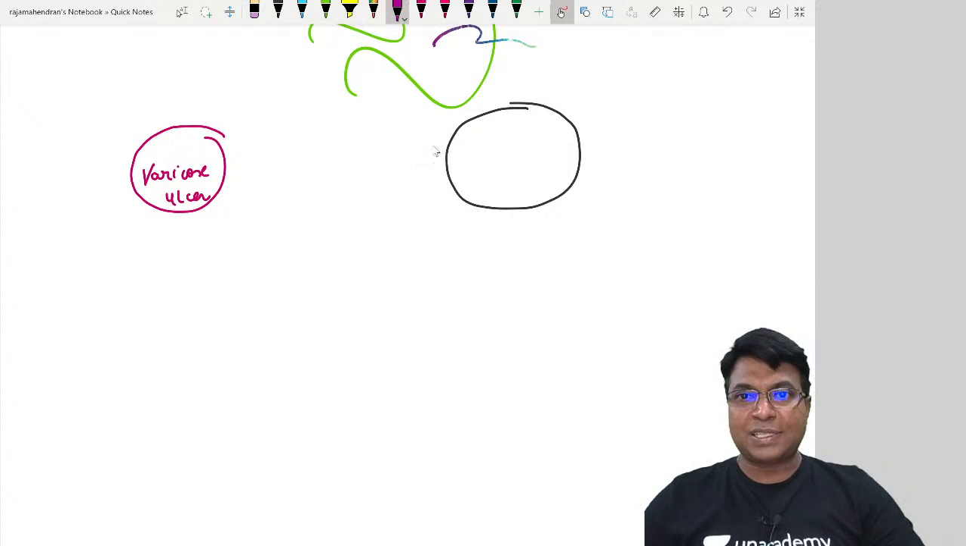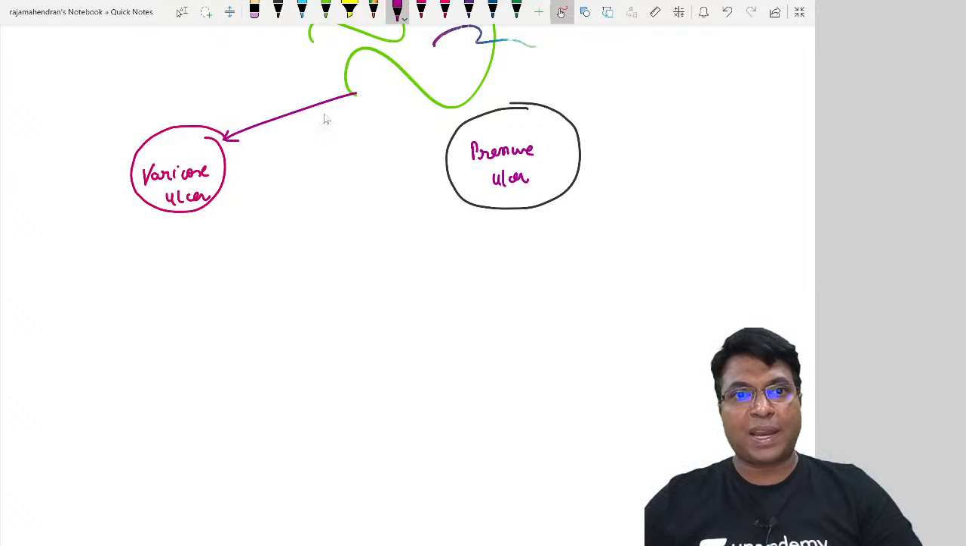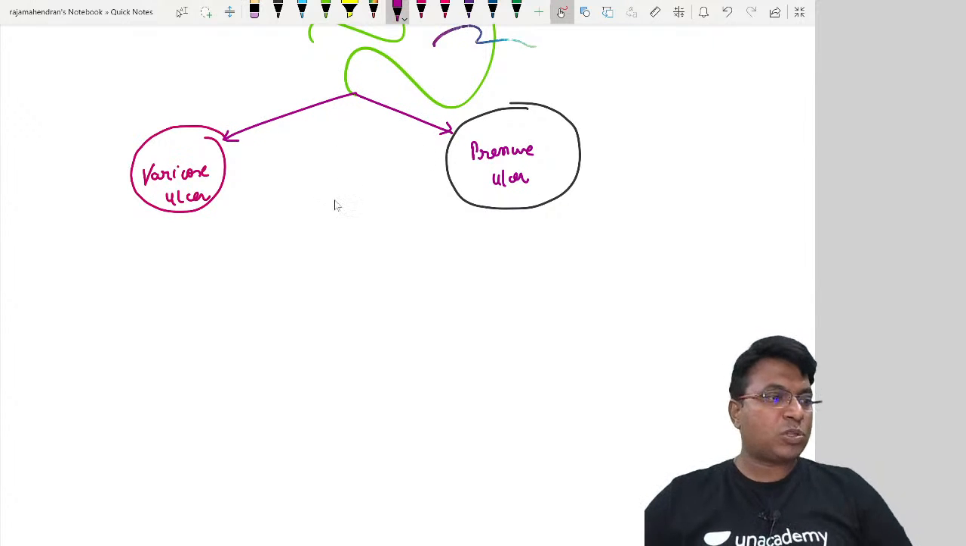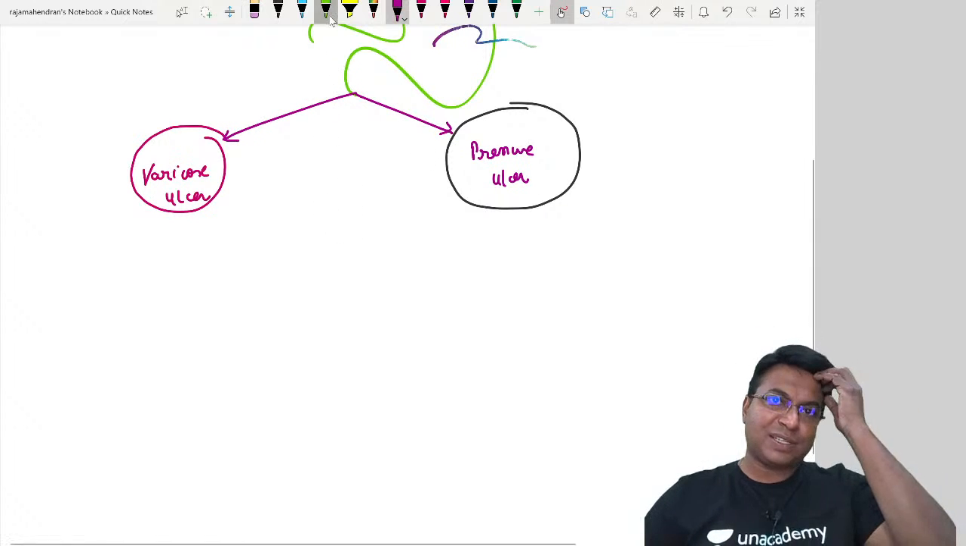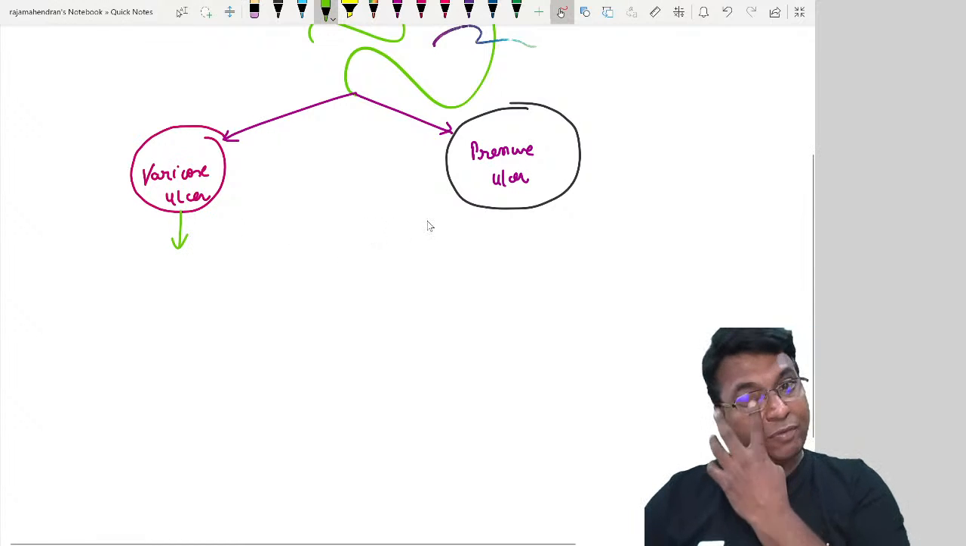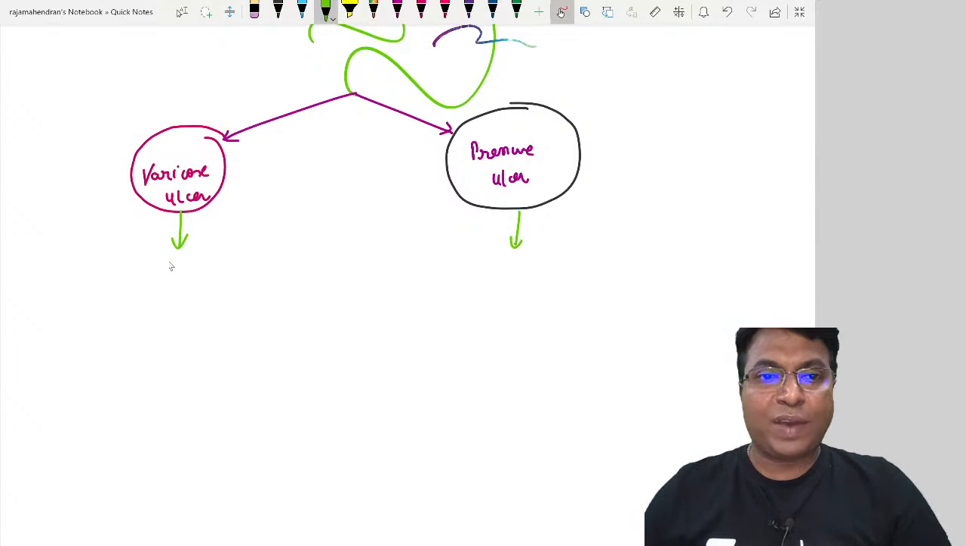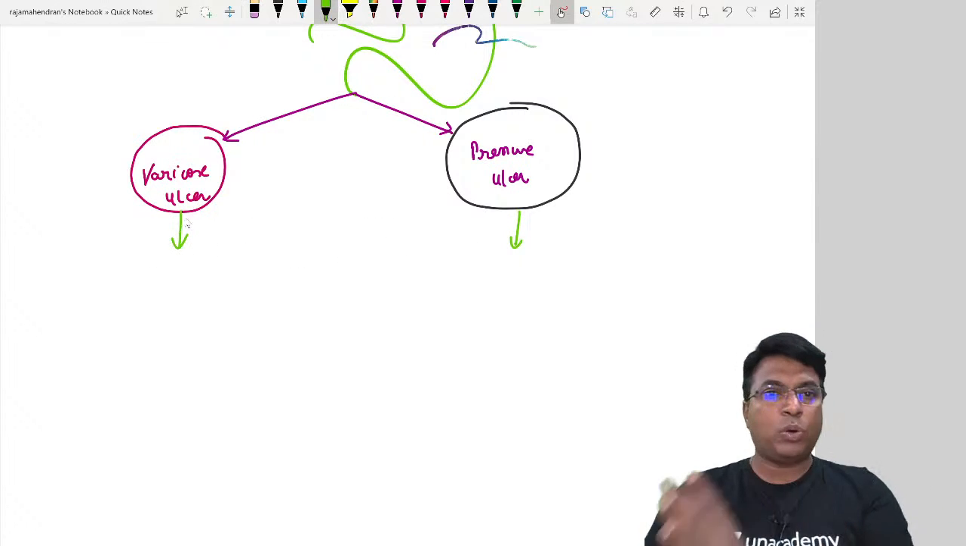So varicose ulcer versus pressure ulcers, let us discuss. Also, this session is being discussed very late. The exam was over long back, and now we are discussing after a long period. So mostly the students would have attended the session somewhere else, on some other platform. That's the reason.